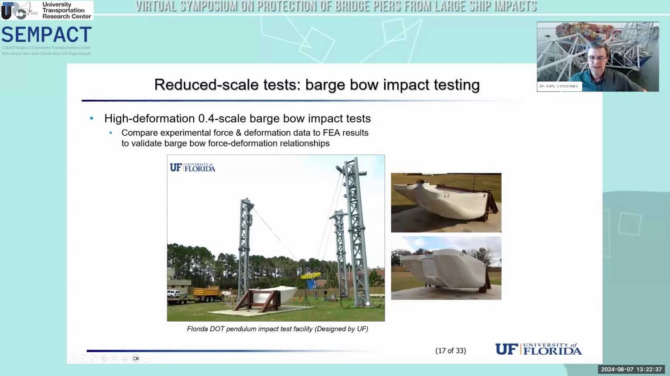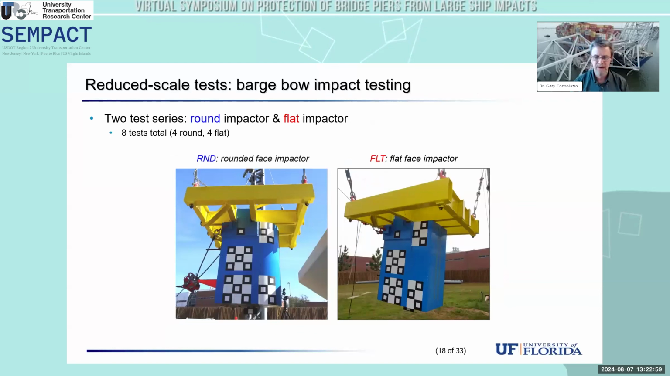Constructed and has been operational for a number of years at the Florida DOT. And so we ran 40% scale tests. Let me go ahead and let this run. 40% scale tests on 2 different barge specimens. We used 2 different impactors, because part of what we were trying to validate is the influence of the shape of the pier. And I will point out here that we're swinging essentially the bridge pier at a stationary barge.